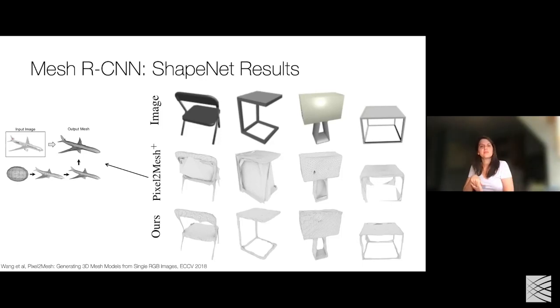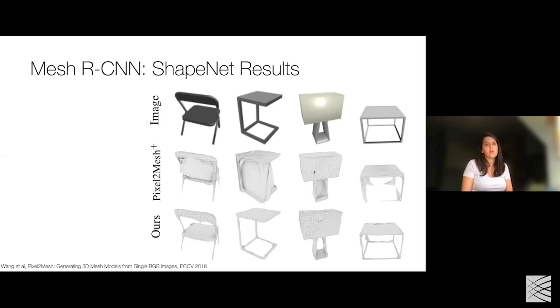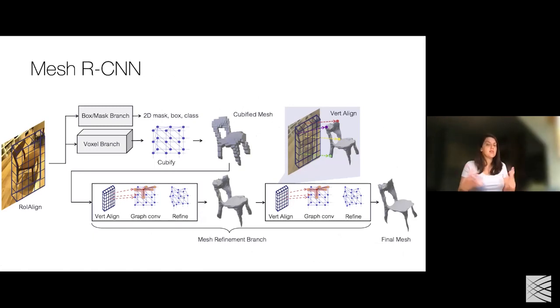Okay, just one quick more question. Can you explain again why 3D convolutions are not suitable for the refinement part and you have to use graph convolution instead? Because the space that you're now operating on, the meshes, is no longer on a 3D grid. It's a graph where the vertices can be anywhere in 3D space, and you have connectivity between them.